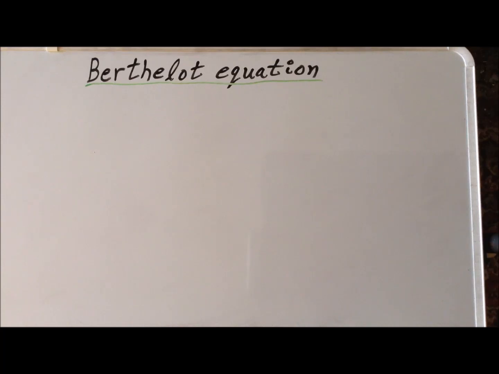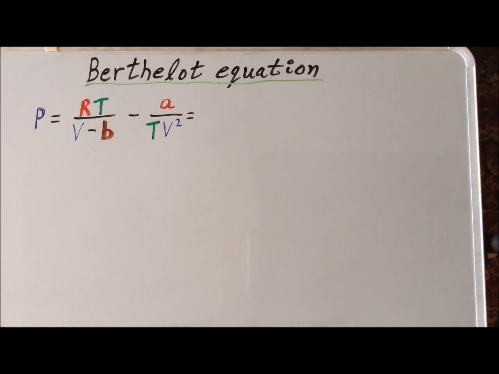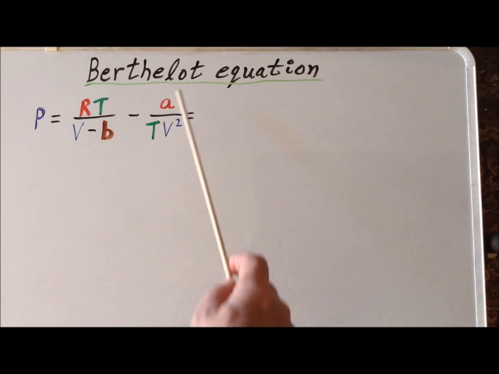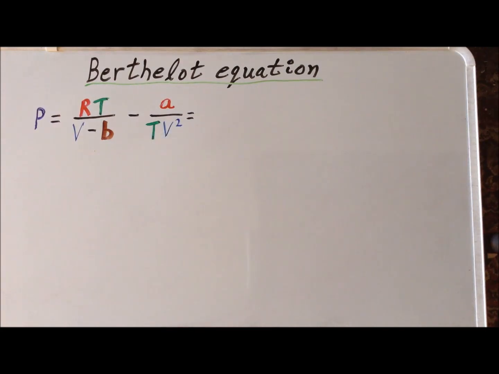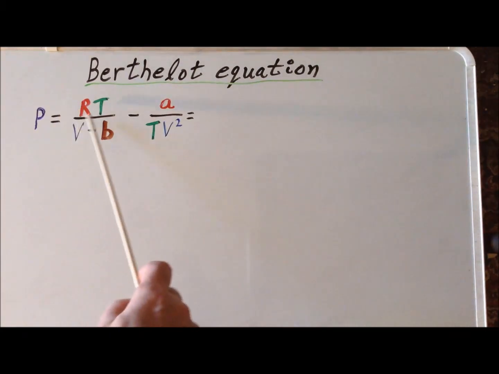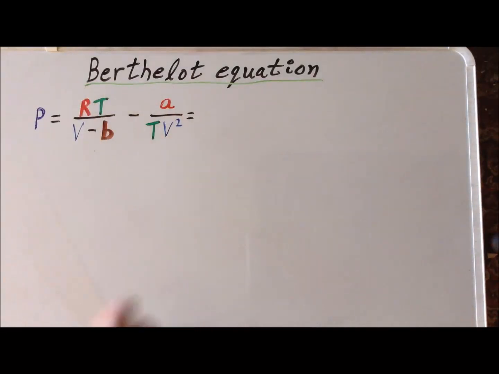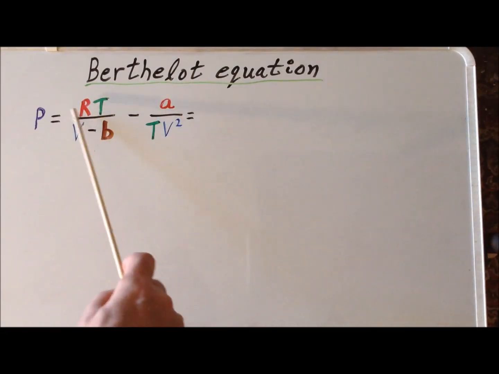Hello again. In this video, we are going to discuss the Berthelot equation of state for a gas and derive its critical constants. The equation bears a very strong resemblance to the van der Waals equation, where we again have two parameters, A and B, and the equation involves the gas constant R, the thermodynamic temperature T, the molar volume V.